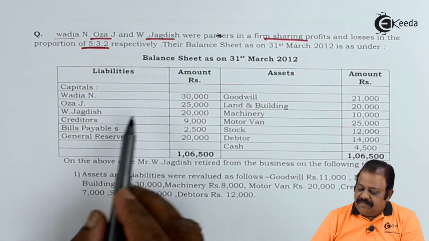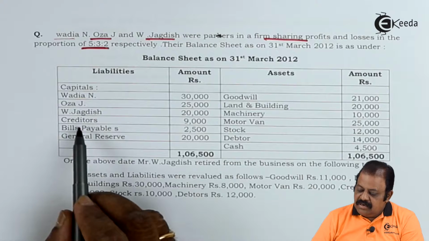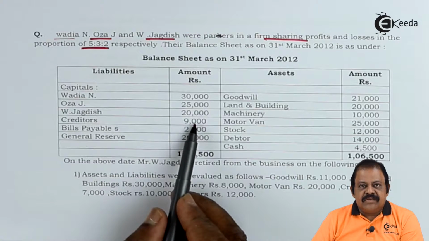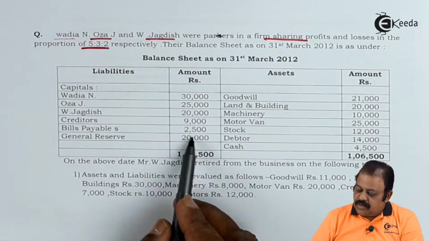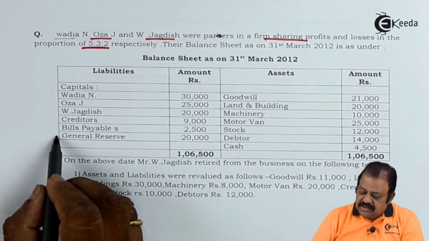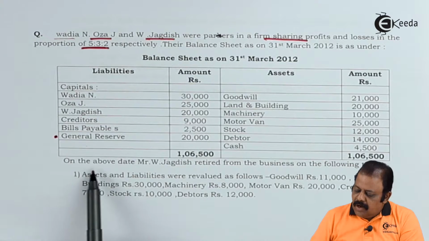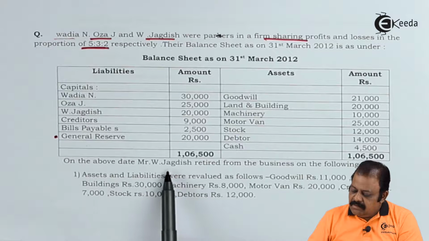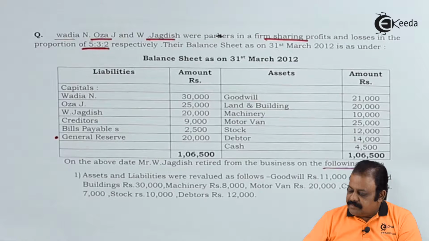Liability side, capital of Wadia 30,000, Oza 25,000, Jagdish 20,000. Creditors 9,000, bills payable 2,500, general reserve 20,000. This is undistributed profit. We are required to give the share of undistributed profit to the retiring partner. On the above date, Jagdish retired from business on the following terms.